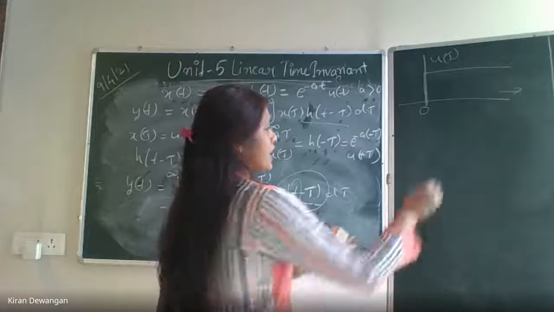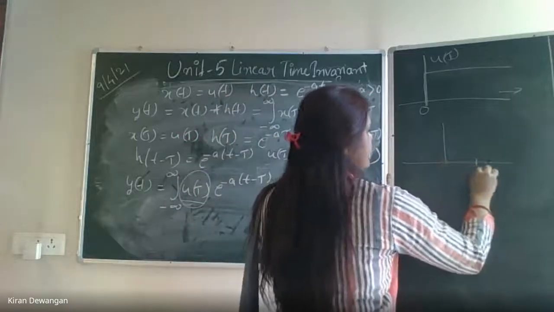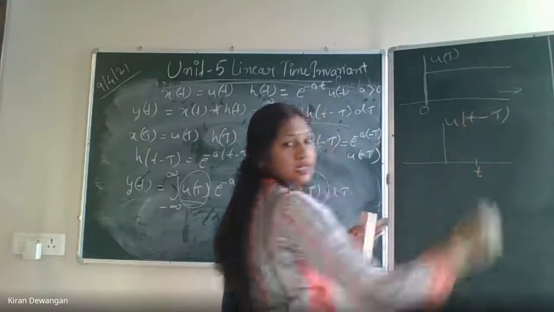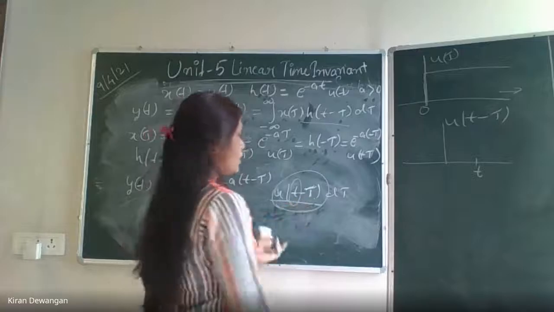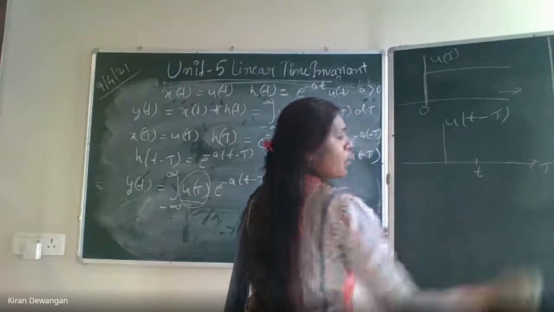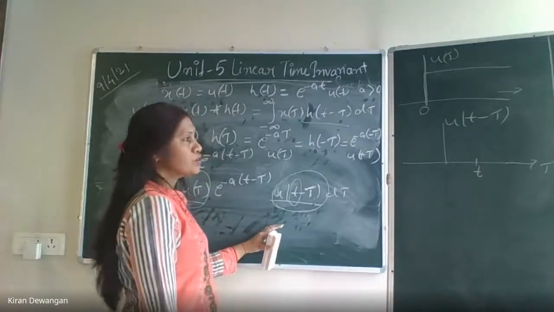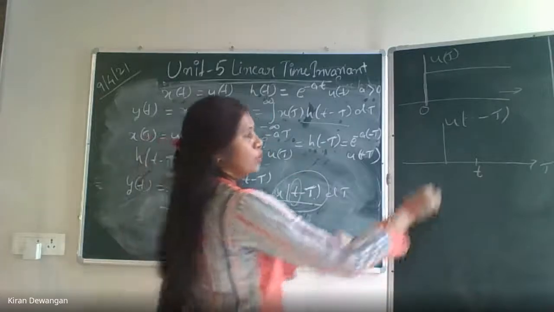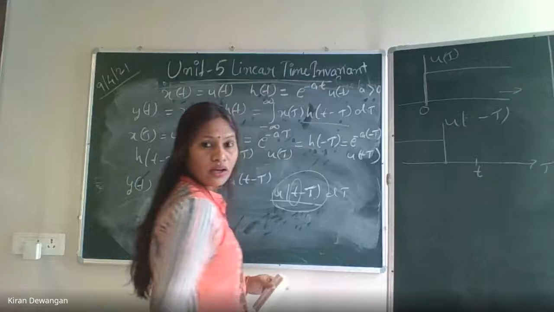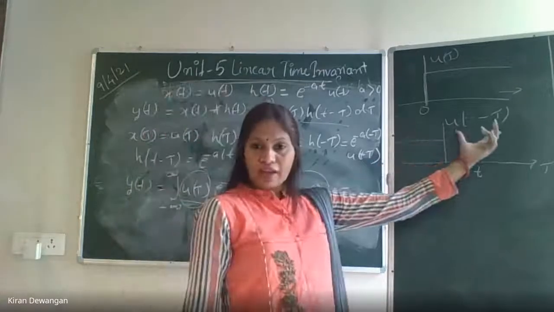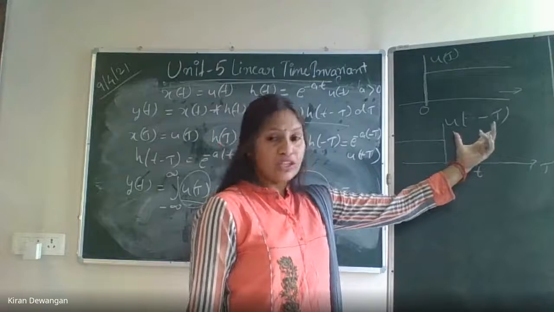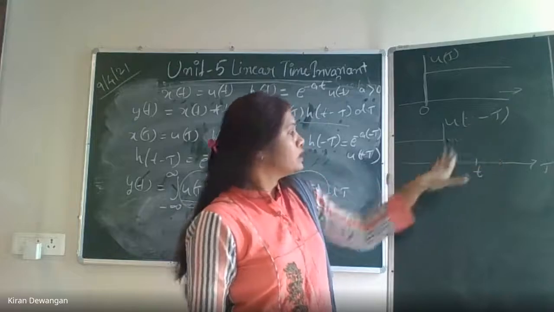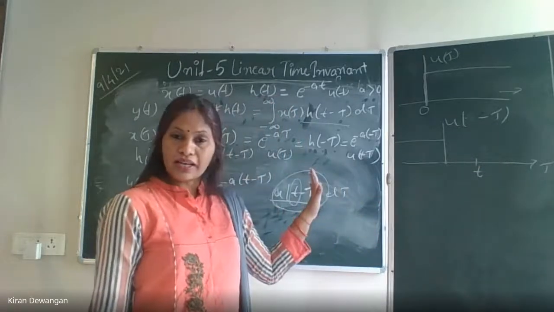Now let us take t to be somewhere here, for plotting u of t minus tau. Since my variable is tau here, if I have to plot just u of minus tau, it will start from here. Clear? Just listen very carefully, students. If I have to plot u of minus tau, it will start from 0 and go to the negative tau side, right?